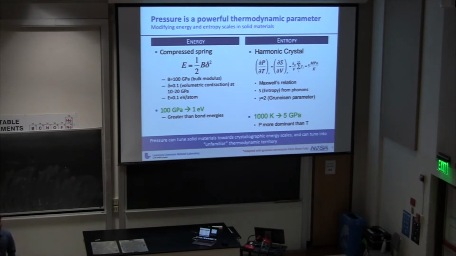Depending on what exactly your bulk modulus is, you may get an electron volt even much lower. So in some soft materials, because they have much lower bulk moduli and you can compress them a lot more, they can end up in this regime even at lower pressures than hundreds of GPa. This is just sort of a ballpark estimate of what you're getting.